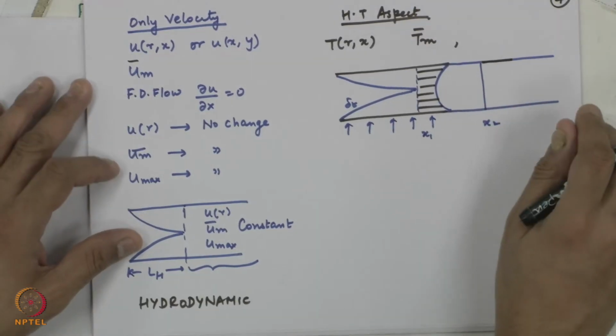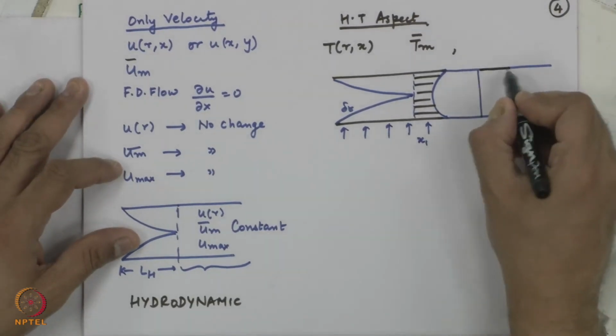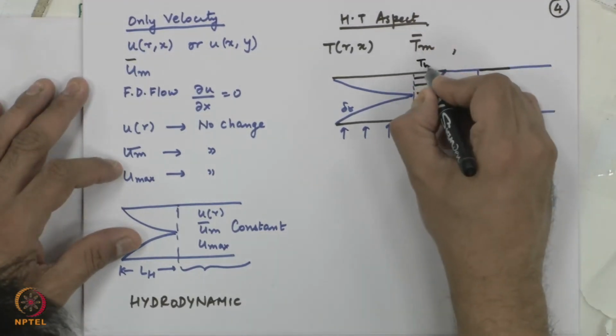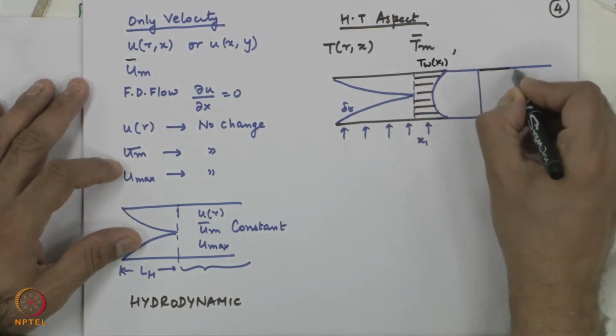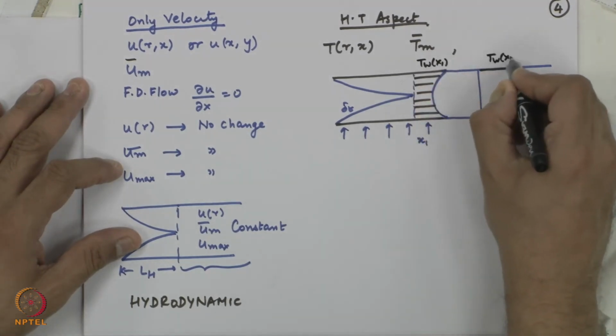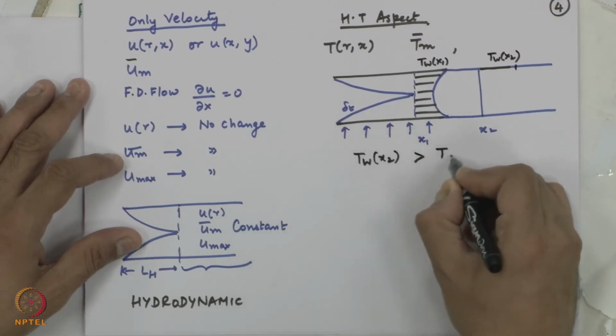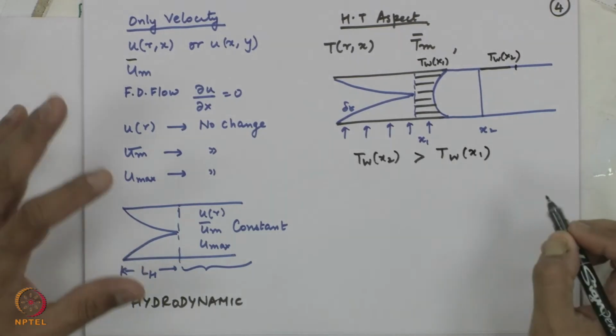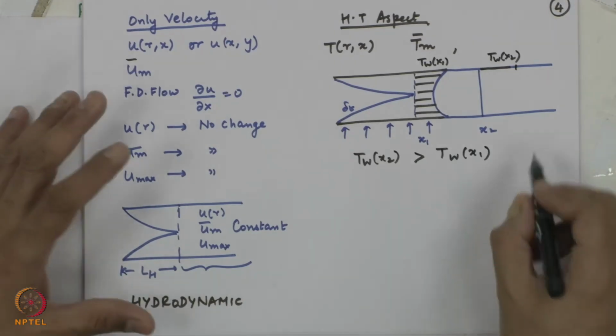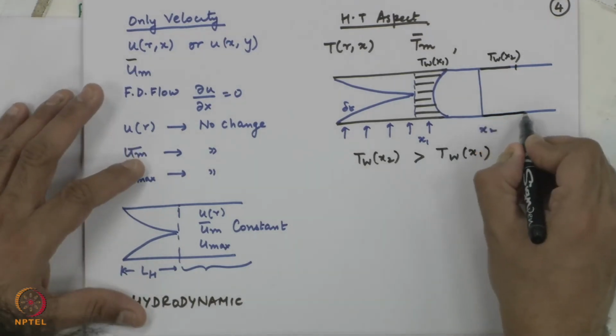So, the wall temperature also would increase. That means T wall at x2 would be larger: T wall at x2 greater than T wall at x1. Everybody, I hope, can understand this. This is something very important. You have to make it clear.